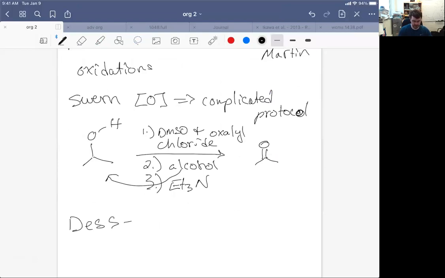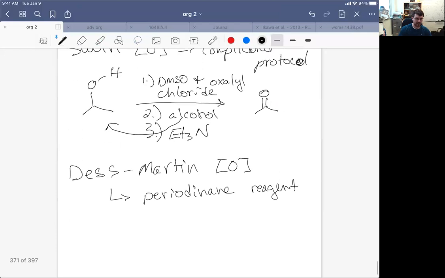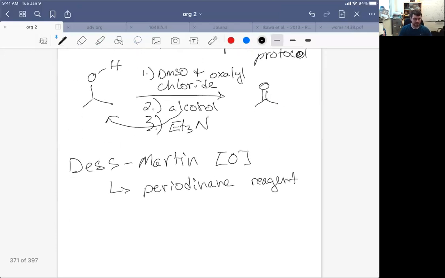Okay, so Dess-Martin oxidation uses a periodinane reagent. It's a really funky reagent that's called a hypervalent iodine reagent because the iodine has a lot of things attached to it. So here, what we're doing is we have a simple protocol where we just mix our alcohol with this hypervalent iodine reagent.